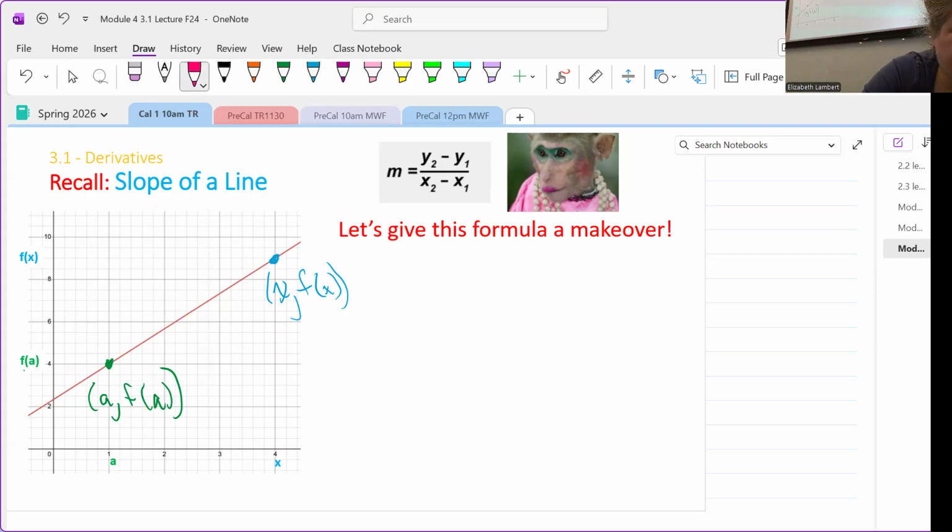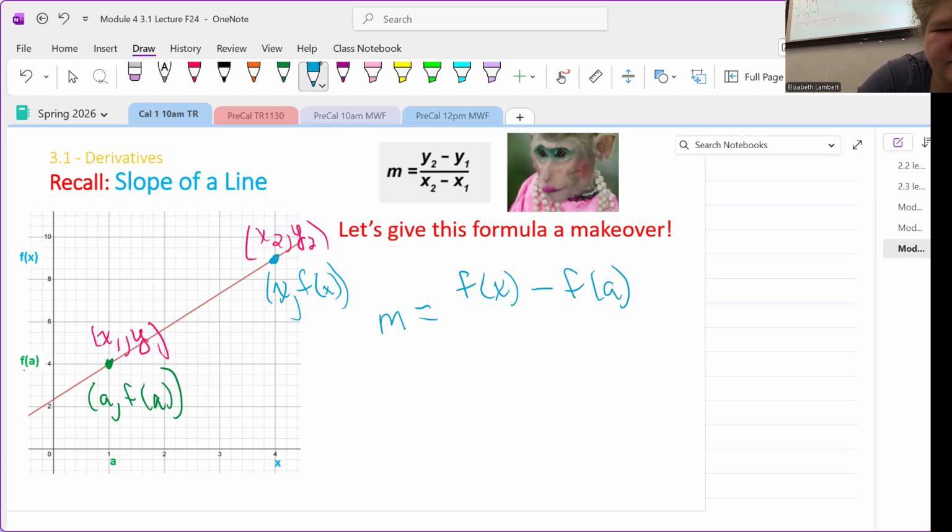So when I'm thinking about the slope formula I just wrote, here's my x1 and my y1. Here's my x2 and my y2. So I'm just going to fill those in the appropriate spots. My y2 is f of x. My y1 down here is f of a. And then my x2 we called x, and my x1 we called a.